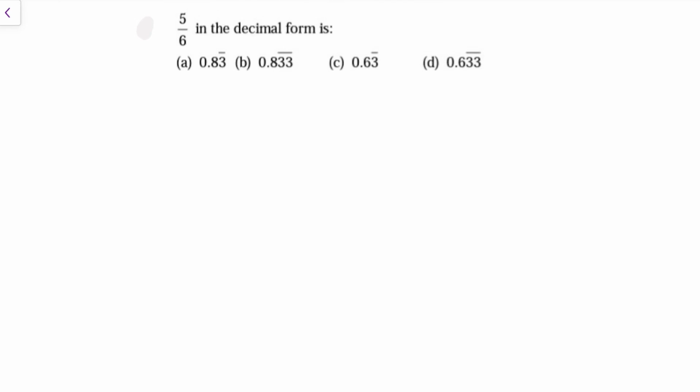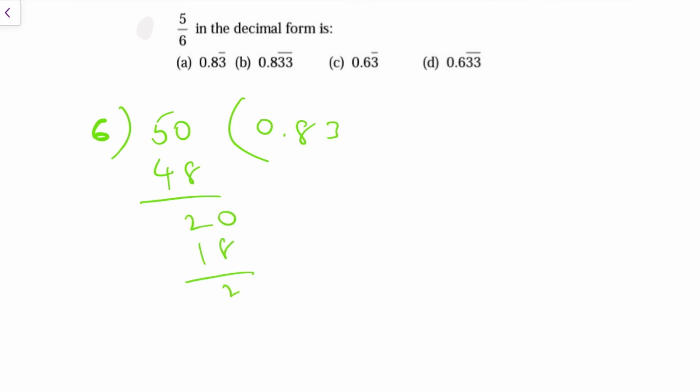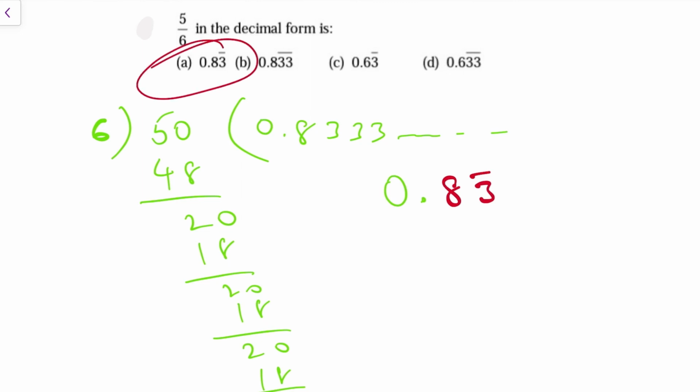Next, 5 divided by 6 in decimal form. 6 into 5, the 6 table 5 won't come, so 0.0. 6 8s are 48, 2 remainder, 0. 6 3s are 18, 2 remainder again. 6 3s are 18, again 2 remainder. It continues like that only. So 0.8333, only 3 is repeating, so the bar is for 3 only. So 0.83 bar, that is option A.